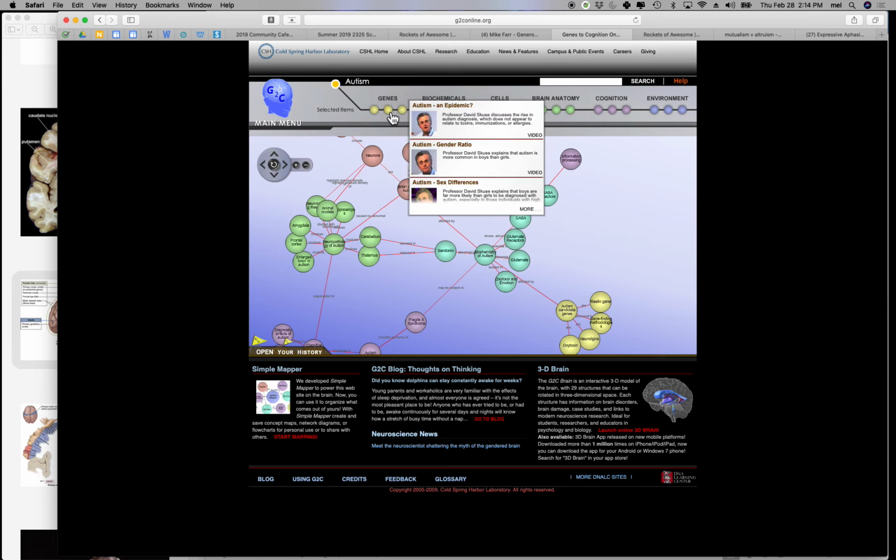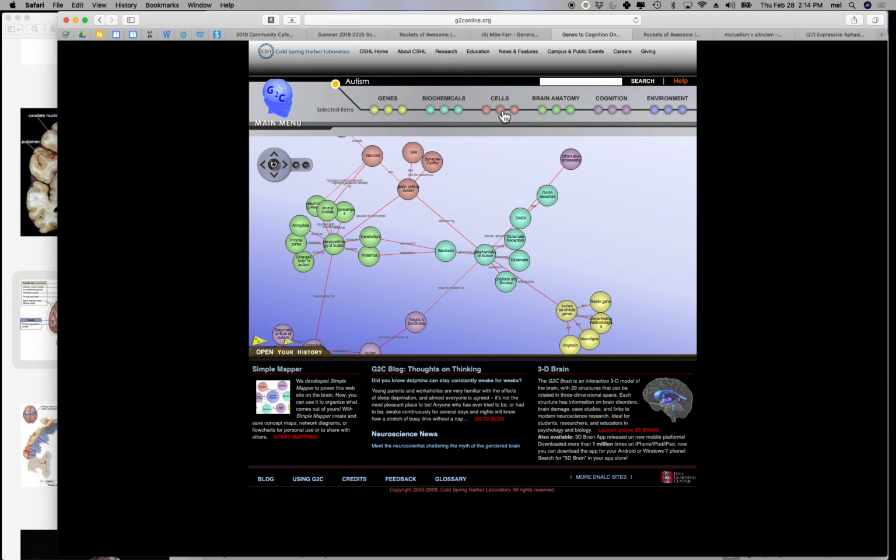And if you're only interested in the genes, you can say, I'm only interested in the genes, or only interested in biochemistry, brain anatomy, cognition, environment, all that kind of stuff. So you can go bonkers on that page if you want. I've spent hours and hours on different disorders there.